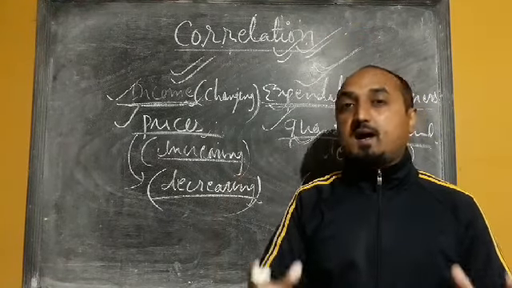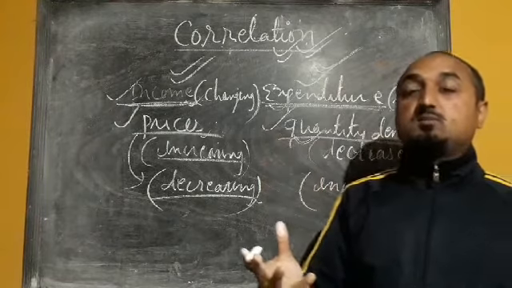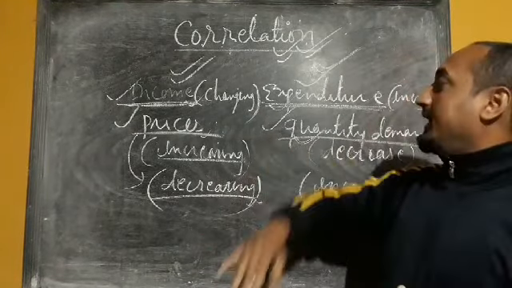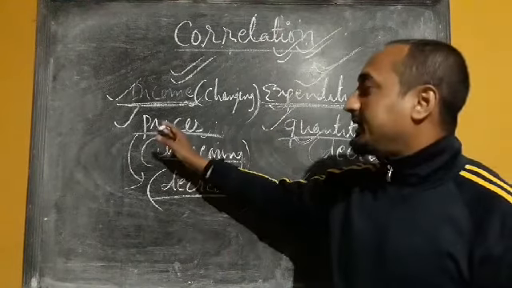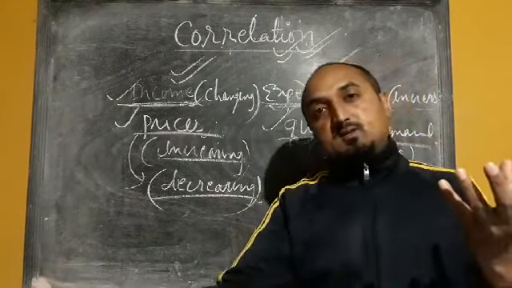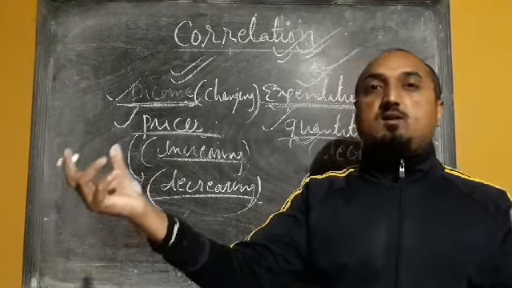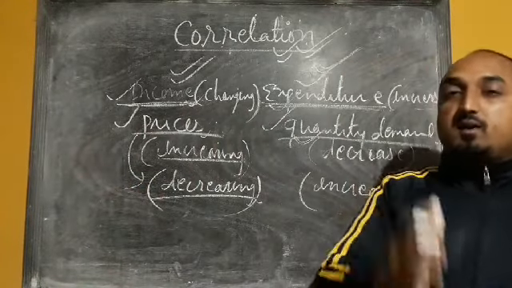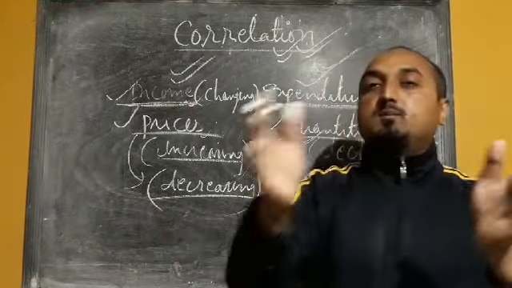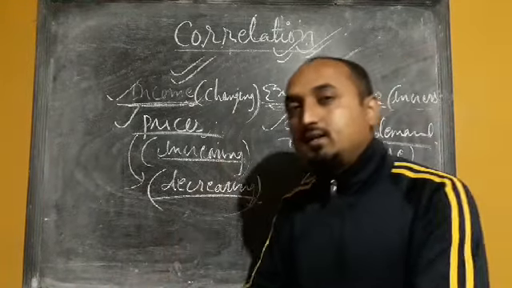Correlation is defined as the degree of association between two variables. Two variables, it may be income and expenditure, it may be price and quantity demanded. When income is changing, your expenditure may increase or decrease. Normally, when our income increases, expenditure will also increase. If our income decreases, expenditure will also decrease.